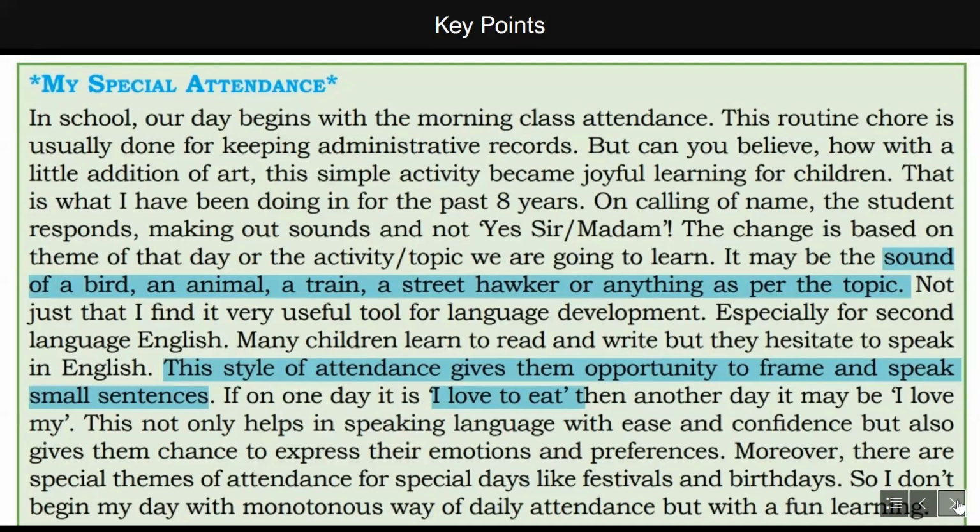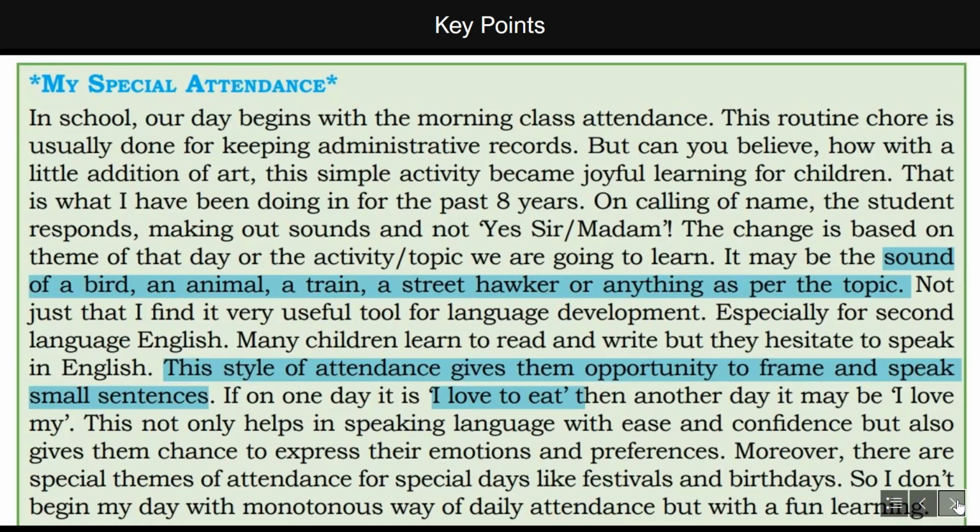Now, my lovely educators, I have taken this from that book only: my special attendance. How do we take the attendance in the classes? Usually the students either respond yes sir, yes ma'am, or they say present ma'am, present sir. So let's find out some innovative strategies for taking attendance.